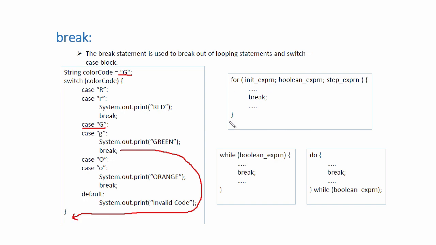In the case of a for loop, when the Java runtime encounters a break statement, it skips the remaining statements and takes the control out of the for loop. The break statement has similar behavior with while and do while loops as well. It skips the remaining statements and takes the control out of the loop. Let's start with a very simple example.